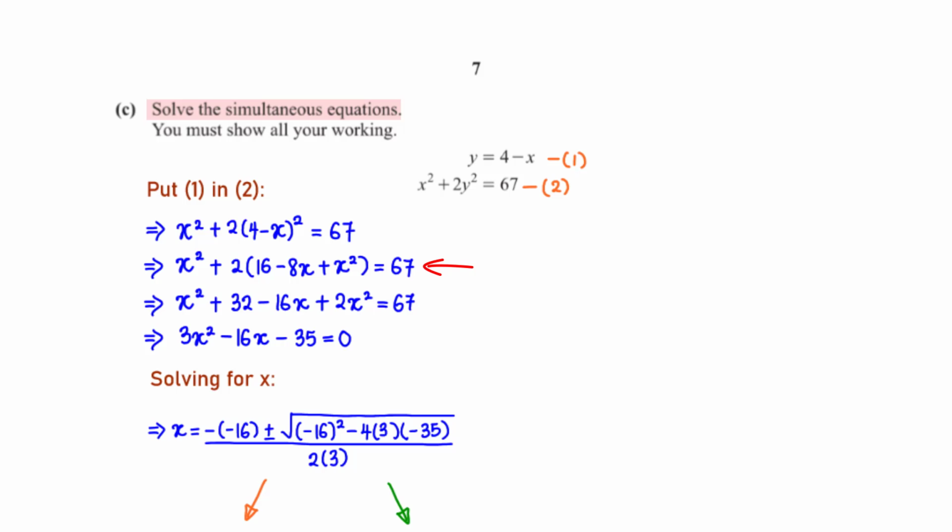When we expand the brackets, 2 times 16 is 32. 2 times negative 8x is negative 16x. And 2 times x squared is 2x squared. From here, all we need to do is move all the terms to one side of the equation and group like terms. This gives us 3x squared minus 16x minus 35 equals 0.